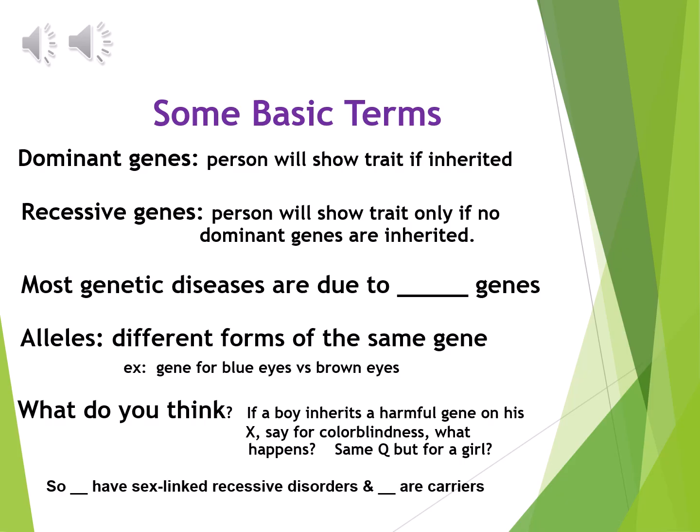So if she has a son, actually, he will be colorblind. But for the daughter, again, unlikely. But she could easily be a carrier if the girl inherits the X that has the deleterious, harmful gene.